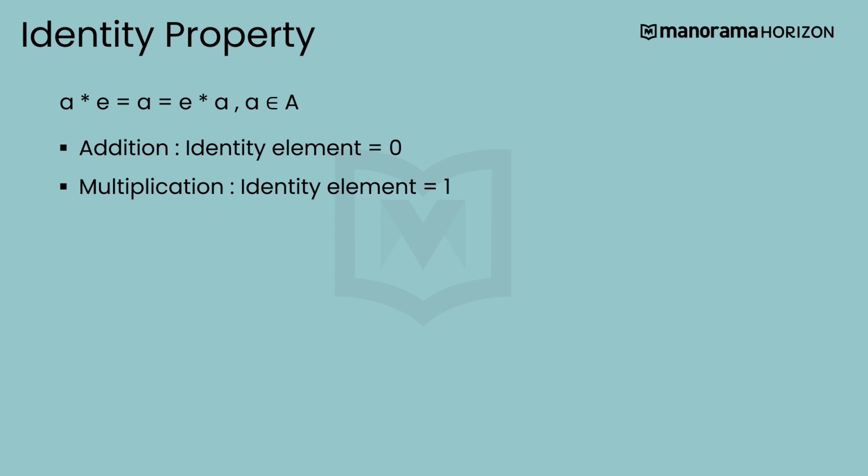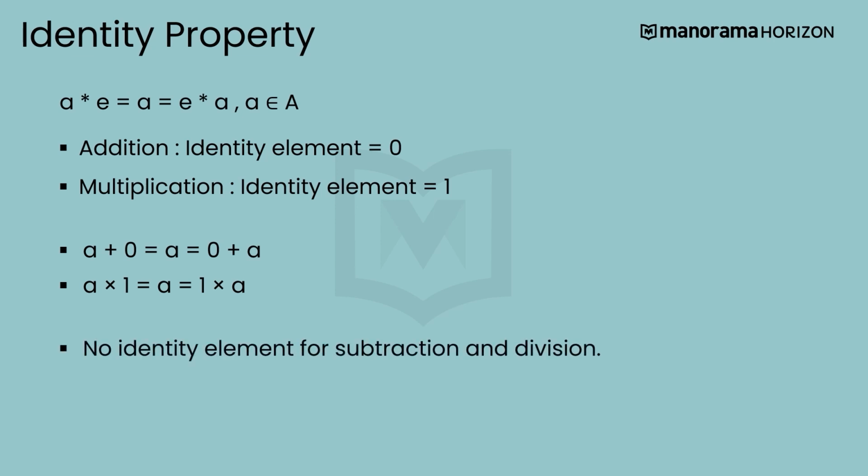Let's just check with 0 and 1. We know a + 0 is equal to a, which is equal to 0 + a. Now, what is a × 1, which will be equal to a, which is the same as 1 × a. There is no identity element for subtraction and division.